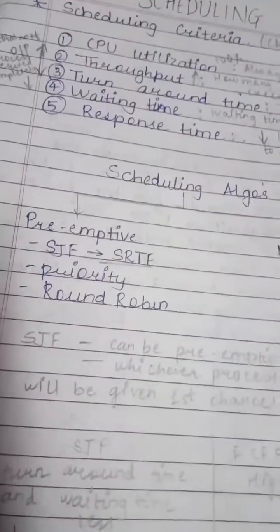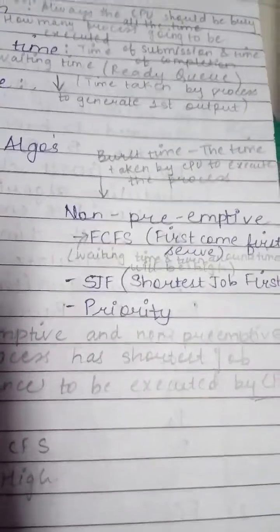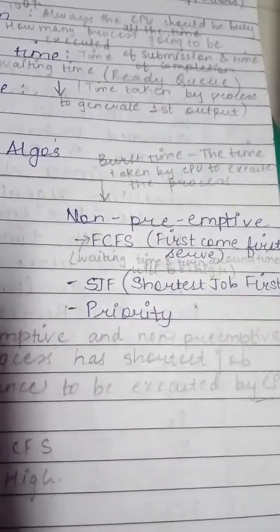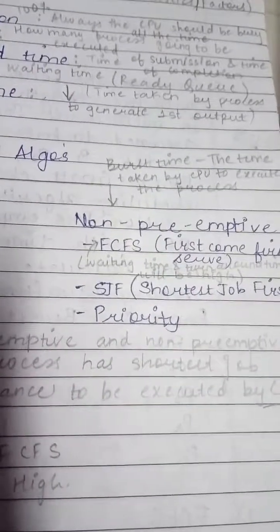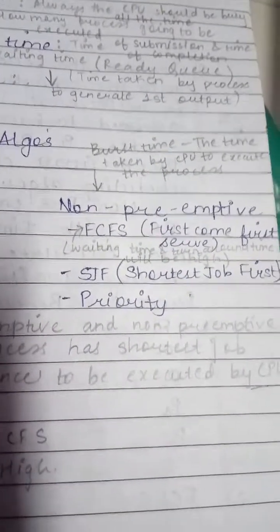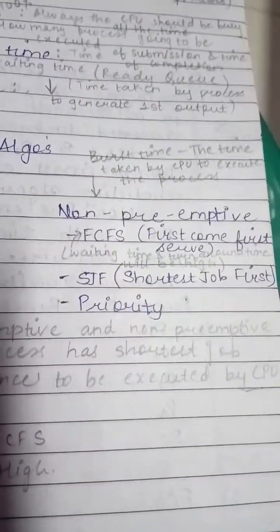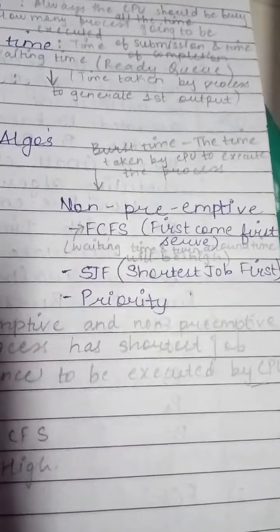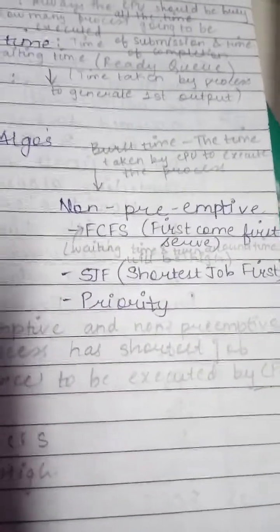There are various scheduling algorithms in that. First is FCFS, that is first come first serve. In this, a process which enters the queue first will get executed by the CPU first. It will get executed completely, and then another process will enter the CPU. Then comes SJF, shortest job first.